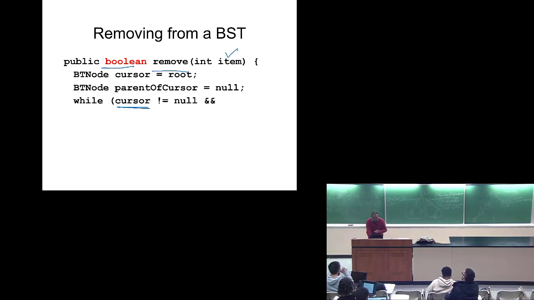As long as our cursor is not equal to null and we did not find the item, let's keep searching. So the second condition is cursor.getData is not equal to item. These are the two conditions on which we will continue to search, and that's the reason why we have this while loop. And what should we do inside this while loop?